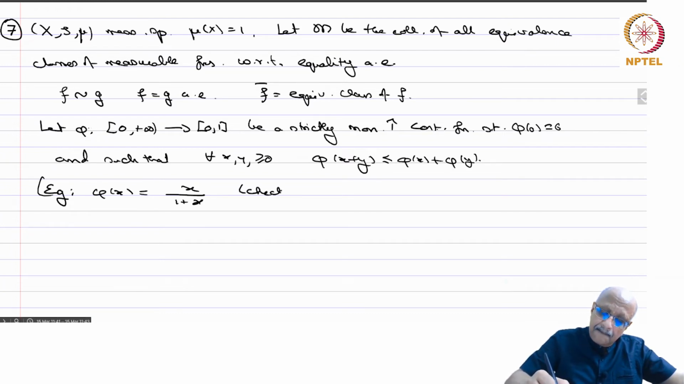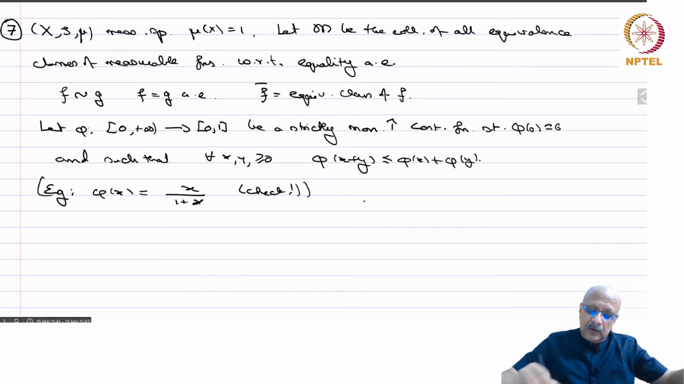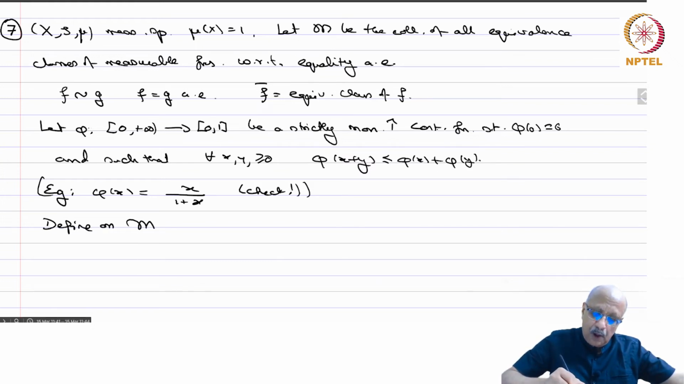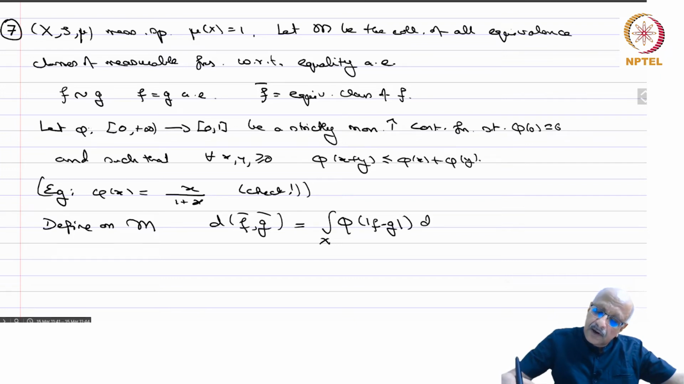Check. This you can check. I give you an explicit example, but we don't want to get bogged down by this example. These are the essential properties which phi must have. Now (a) define on M d of f bar, g bar equals the integral over X of phi of mod f minus g d mu.